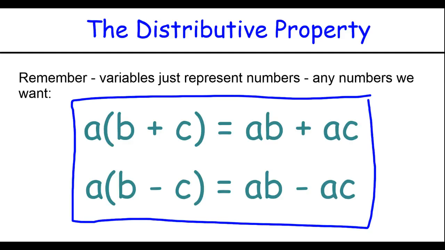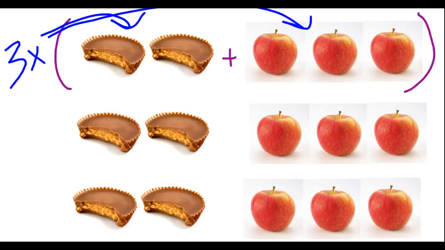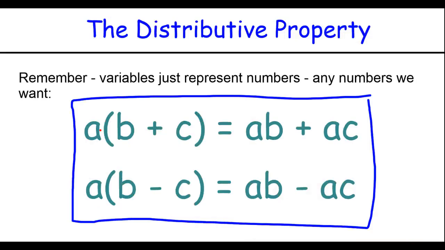So it may look a little bit complicated with the algebra right now, but here's what's going on. In our first example, we have a, whatever our variable a represents. Remember, variables just represent numbers, either any number we want or particular numbers that we choose, and that a is being multiplied times the group in parentheses b plus c. Now, like we saw with our peanut butter cups and apples, if we're going to take copies of a group of things, we have to copy each of the smaller pieces.